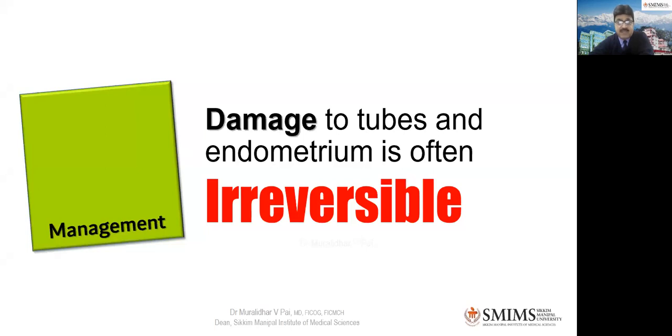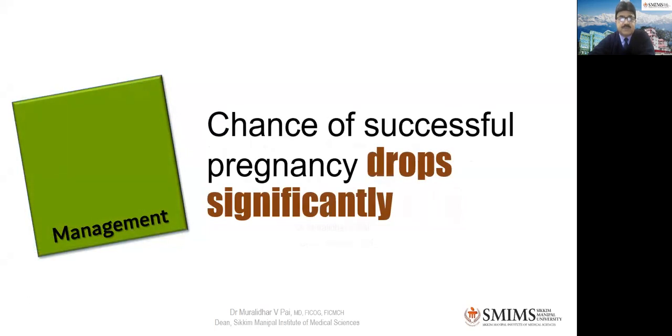And even if you did that, the chance of implantation and successful acceptance is very, very rare if the endometrium is destroyed. Probably surrogacy is the only answer. You can use her own eggs if the ovaries have been good. So, chance of successful pregnancy drops significantly.